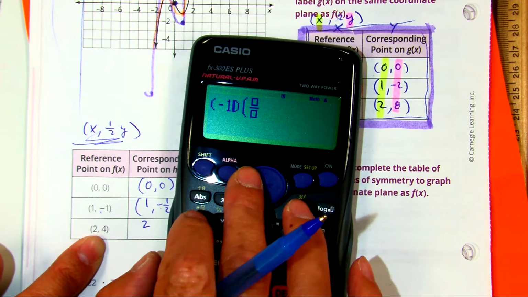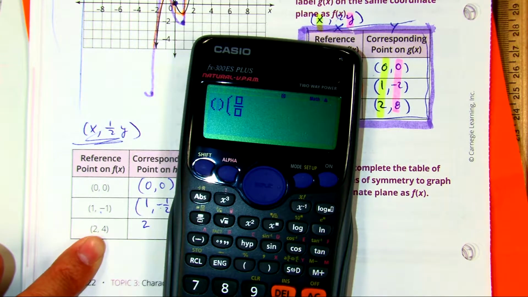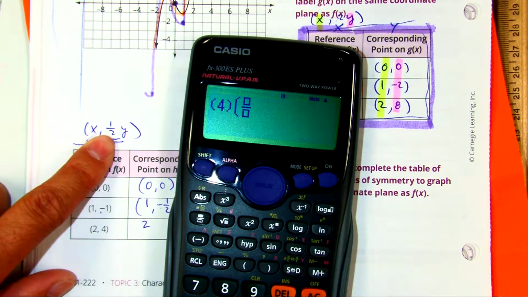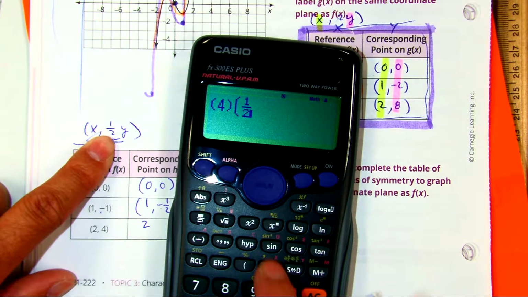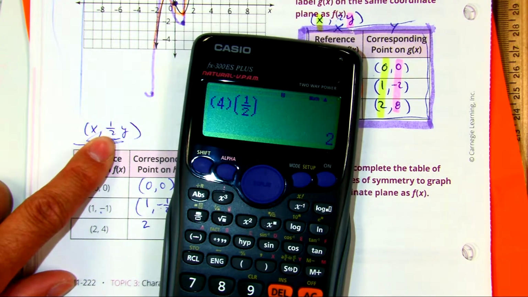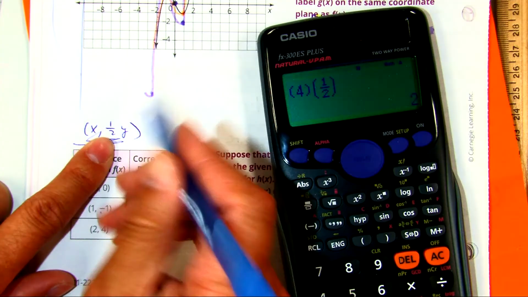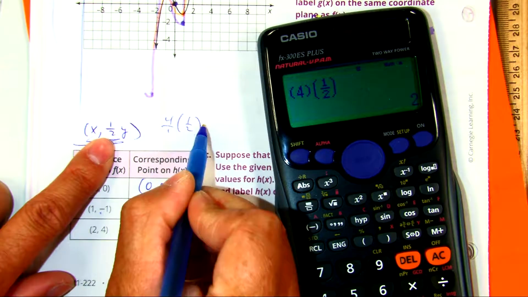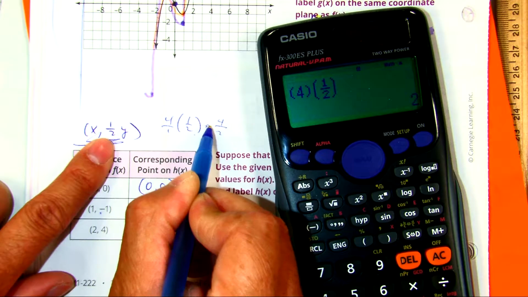Smart person over there was like, just change that number. That's what I wanted to change. 4 times 1/2. That's what I wanted. Good job for paying attention. I did it again. Answer is? 2. It's really just 4 over 1. To do this by hand, it's 4 over 1 times 1/2. You multiply across, you get 4 over 2. And 4 divided by 2 is 2.